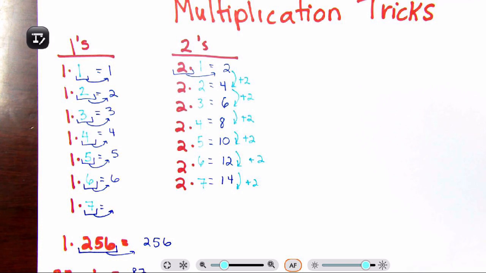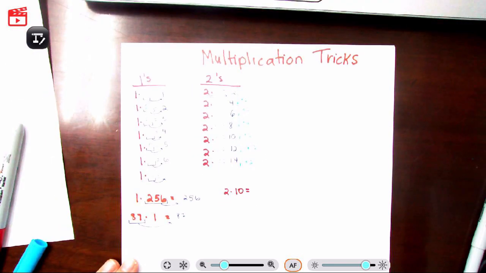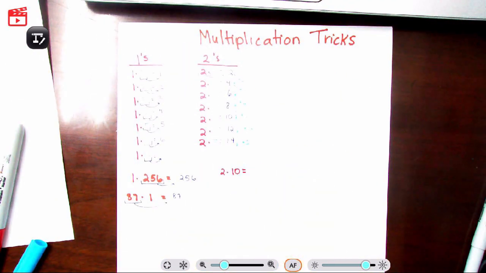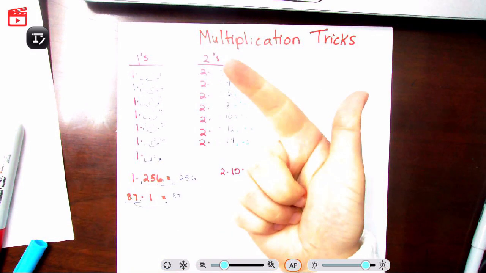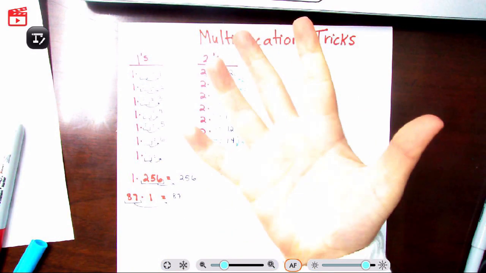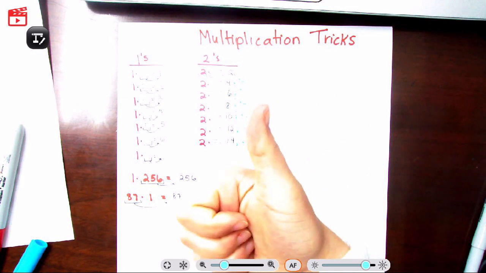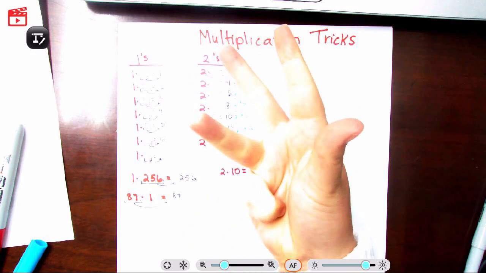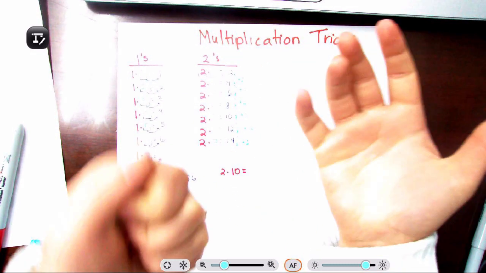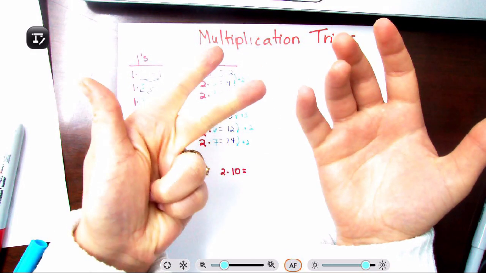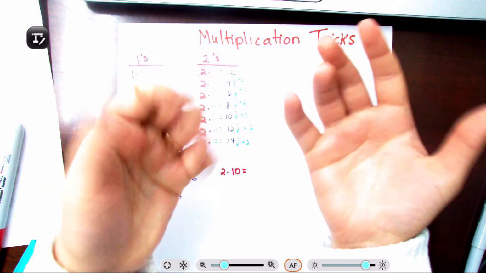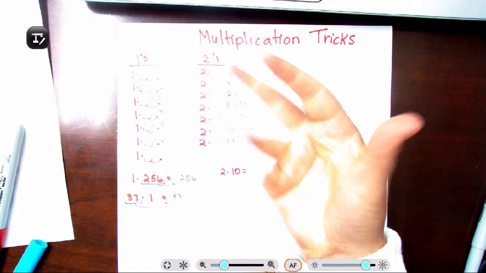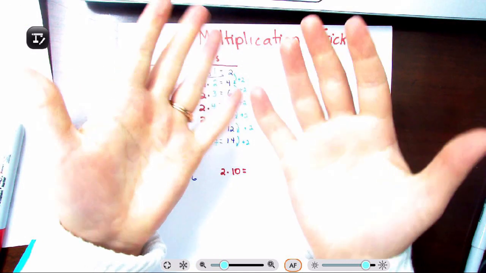So if I want to say, for example, 2 times, I don't know, let's do 2 times 10. I'm going to actually use my fingers for this. Here are my fingers. So this is how I do it for 2s. 2, 4, 6, 8, 10. So I know I have 10 on my hand. And this is 2 times 1, 2 times 2, 2 times 3, 2 times 4, 2 times 5. So 10, 11, 12, 13, 14, 15, 16, 17, 18, 19, 20. So 2 times 10 was 20.